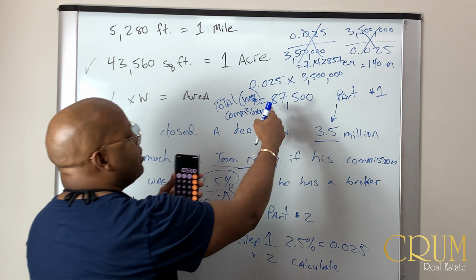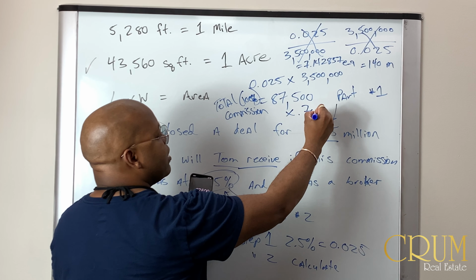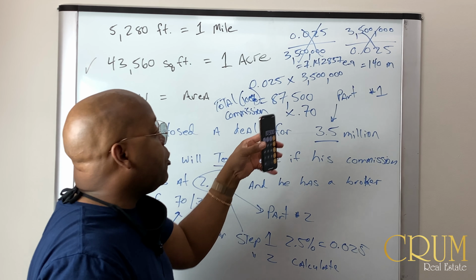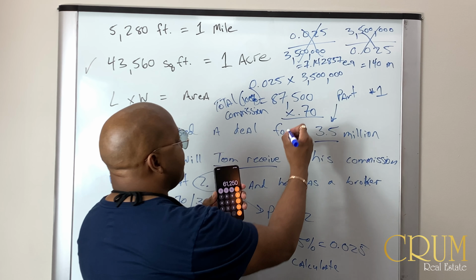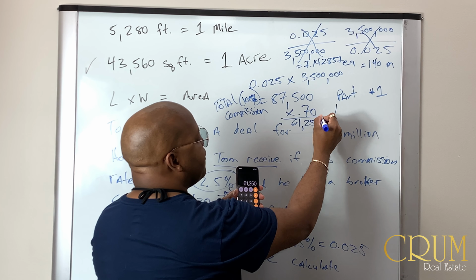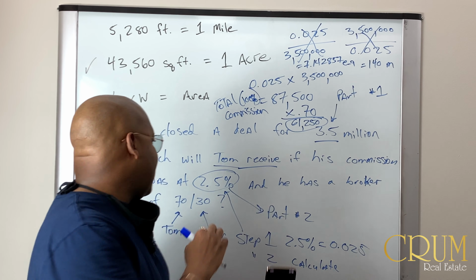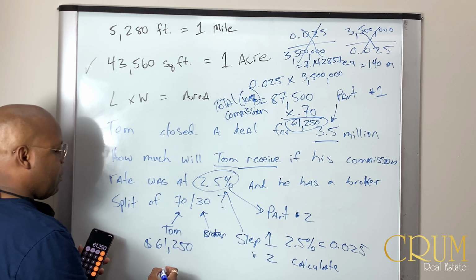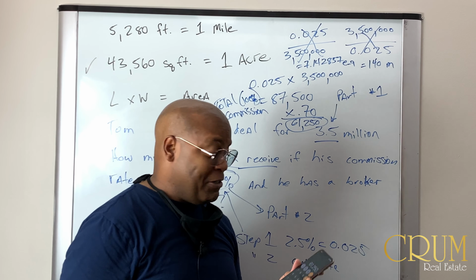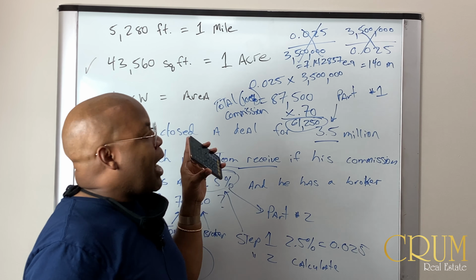So now we're going to take the 87,500 and multiply that by 0.70, because if you multiply 0.70 by 100, that's 70%. Now we get 61,250. And that's the answer that you should have gotten. That's going to be the commission check for Tom. When you'd like to get a check for 61,250, well, you can. It's possible. So I hope this helped you.